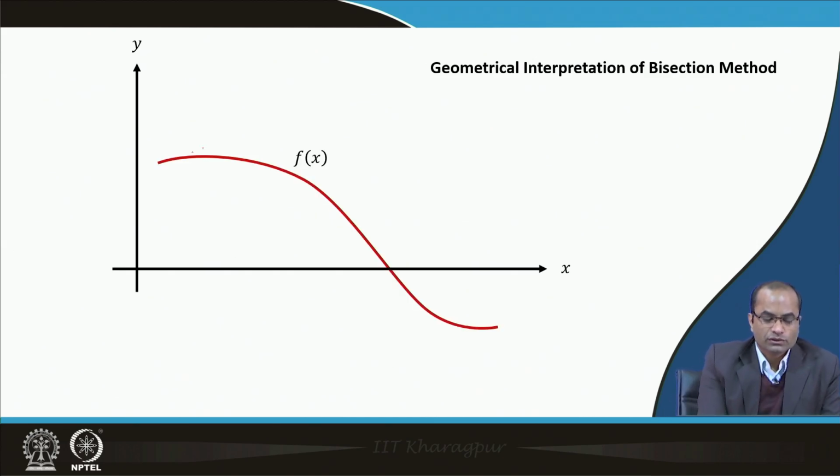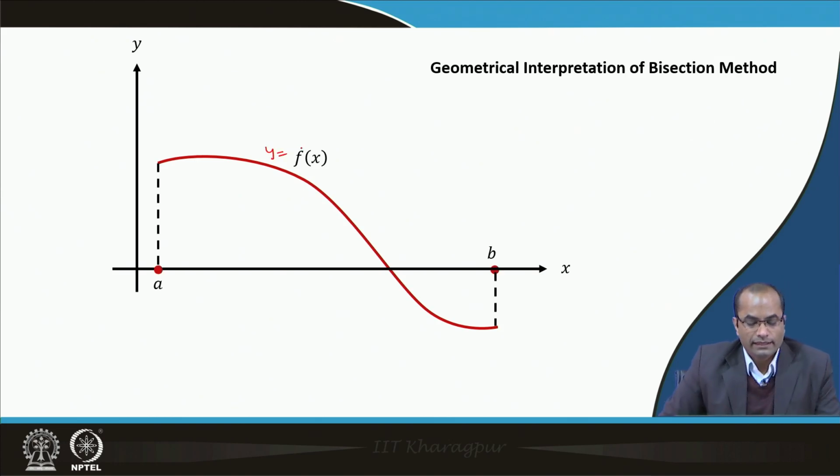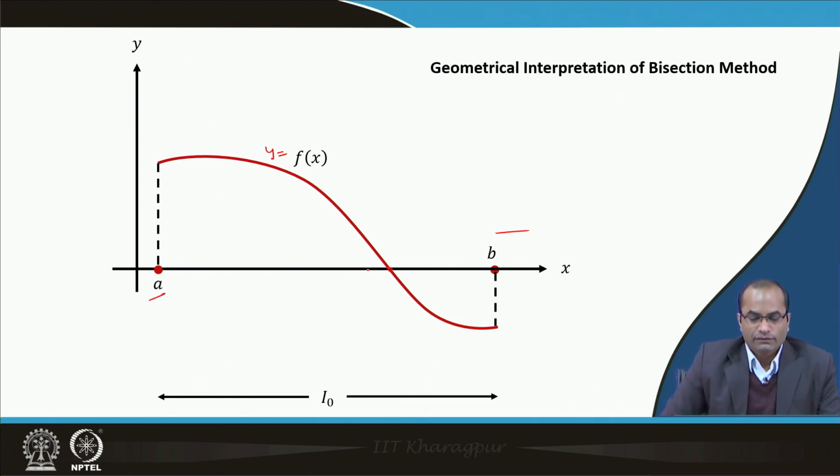Coming to the geometric interpretation, which was clear from the algorithm, but we can look into it again. Suppose this is the curve of y equals f x, and these are the 2 points a and b, where we are sure that there is a root. So, f a times f b is negative, and this graph will certainly cut the x axis somewhere. This is the interval I naught in our notation, and then we go with the middle point.